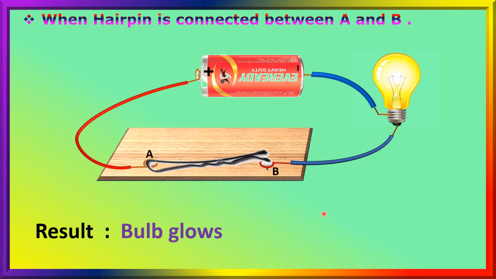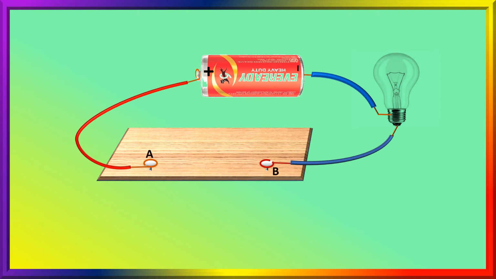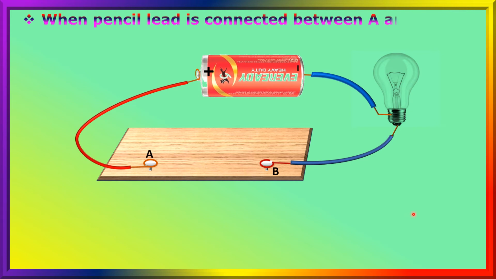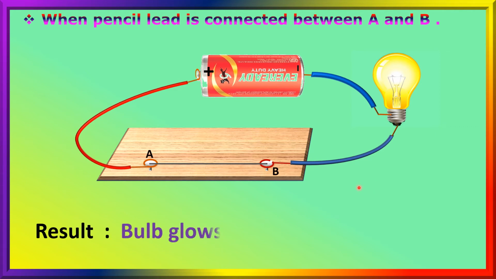Similarly, I will connect one after the other. When pencil lead is connected between A and B, let us connect. Bulb glows. What is the result here? Bulb glows. When pencil lead is connected between A and B, bulb glows means pencil lead is also a conductor. Okay.